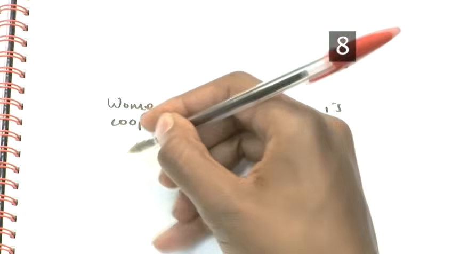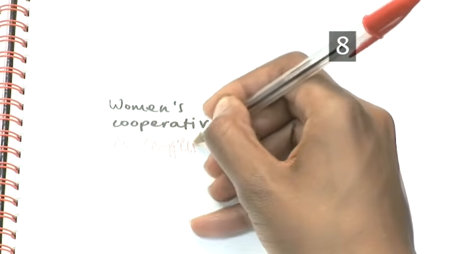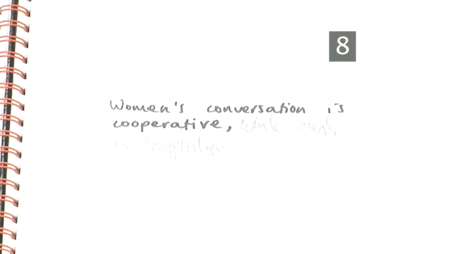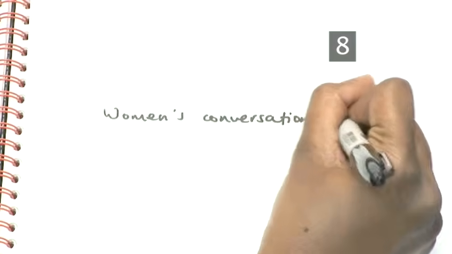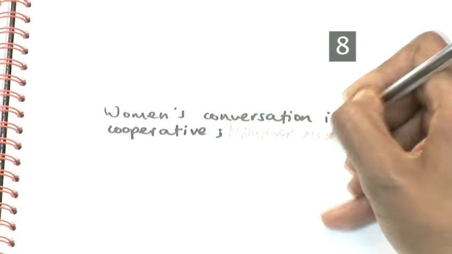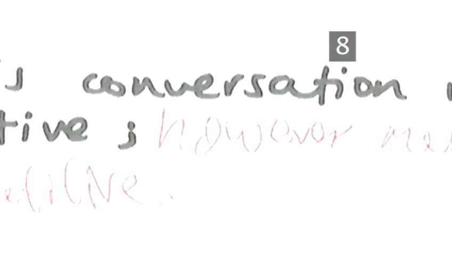Women's conversation is cooperative, while men's is competitive. The joining word "while" is correctly used when preceded by a comma. Or, women's conversation is cooperative; however, men's is competitive. The joining word "however" is correctly preceded by a semicolon.